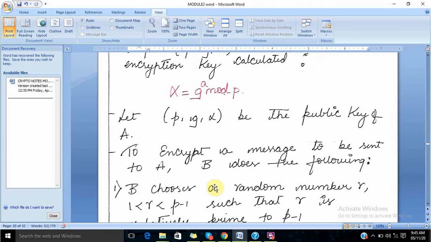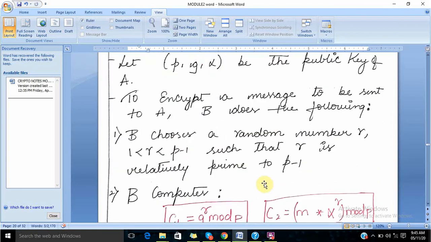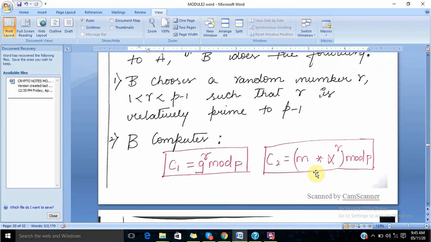So next one, to encrypt a message to be sent to A, B does the following. B computes a random number R whose value is between 1 and P minus 1, such that R is relatively prime to P minus 1. So he finds the two ciphertexts, that is nothing but C1 and C2.